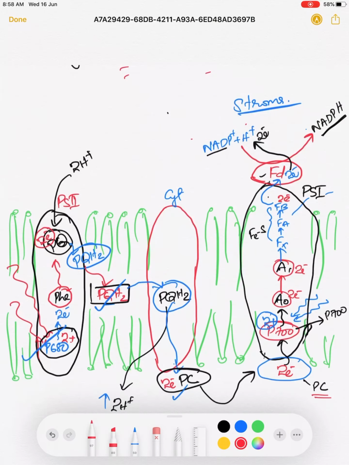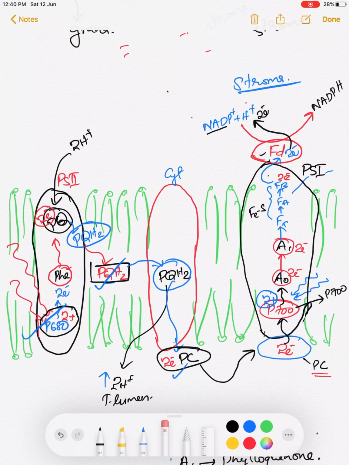NADPH. Formation of this NADPH is catalyzed by an enzyme. This enzyme is called FNR. FNR means ferredoxin NADP plus reductase. This is the first product of light reaction, that is NADPH.